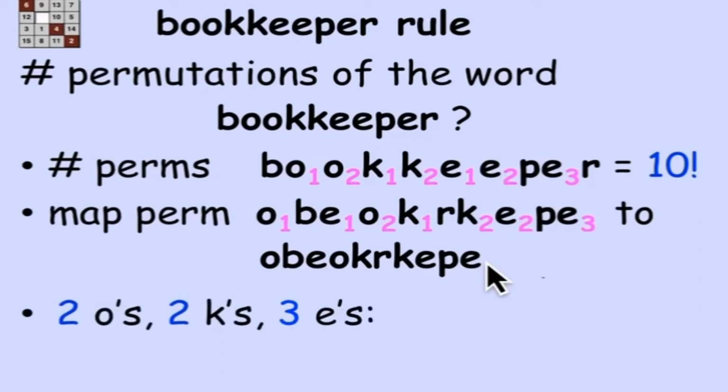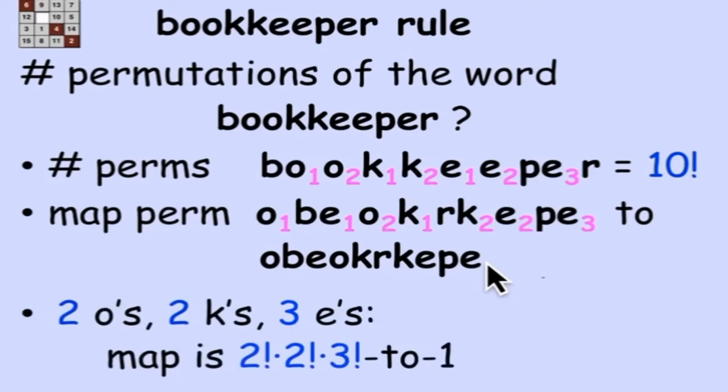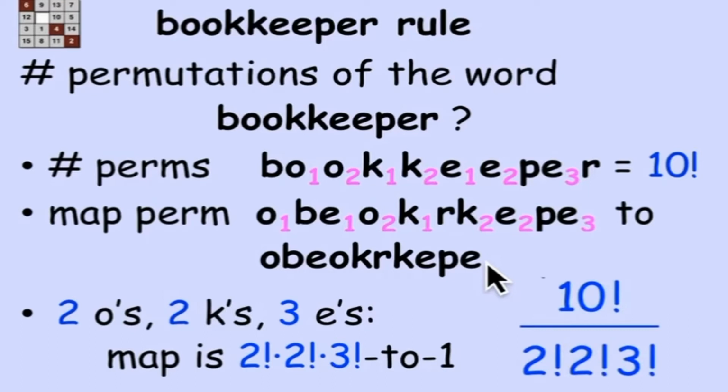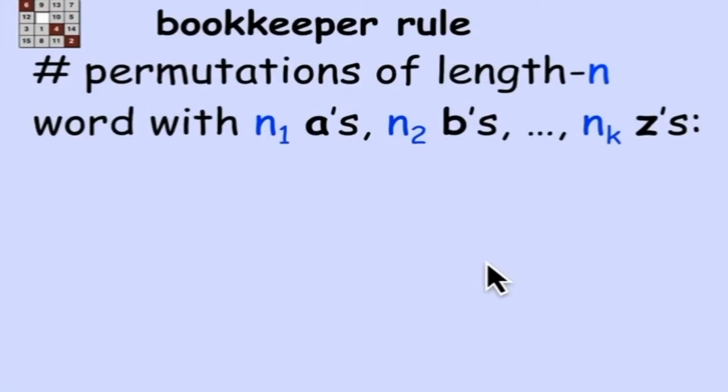The net result is that with 2 O's, 2 K's, and 3 E's, the mapping is 2 factorial times 2 factorial times 3 factorial to 1. And that instantly gives us, by the division rule, that the total number of permutations of the letters in the word bookkeeper is 10 factorial over 2 factorial times 2 factorial times 3 factorial.